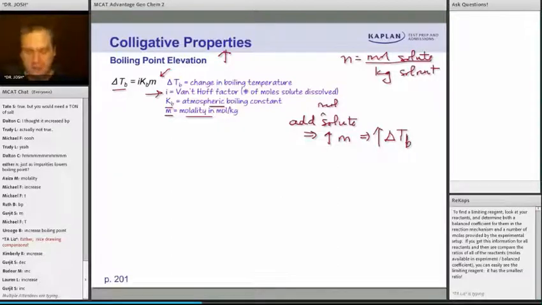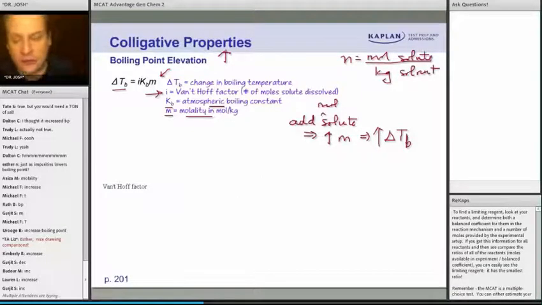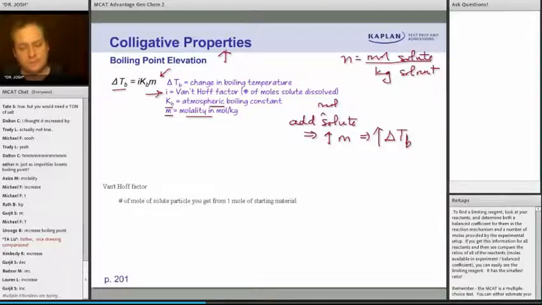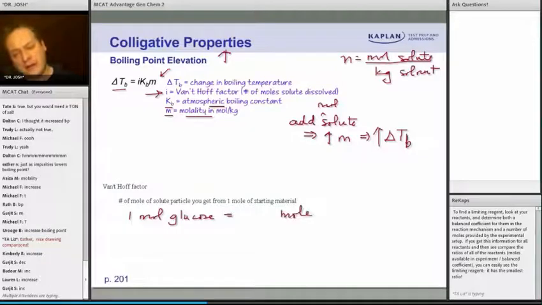Now, Van't Hoff factor can be a part that drives people crazy because it seems like something you haven't really talked about before. It's actually one of the more simple things that we can encounter in terms of Gen Chem. When it comes to Gen Chem, the Van't Hoff factor literally is going to be equal to the number of moles of solute particles you get from 1 mole of starting material. So let's say we look at glucose. If I put in 1 mole of glucose, how many dissociated particles am I going to get?